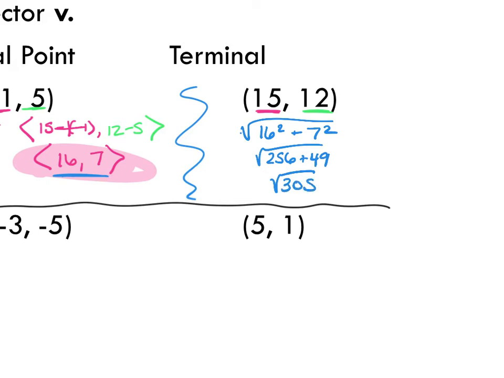I would try to see if I could simplify that. So that's 5 and 61 doesn't go any further. So this is the magnitude of vector V. All right, you do B.